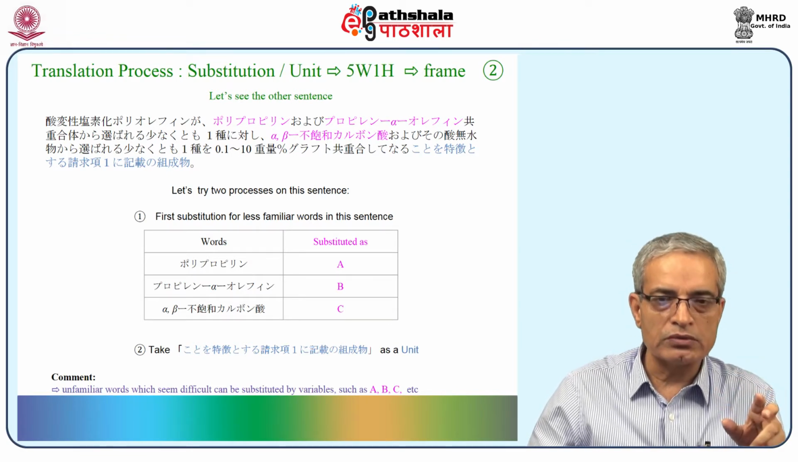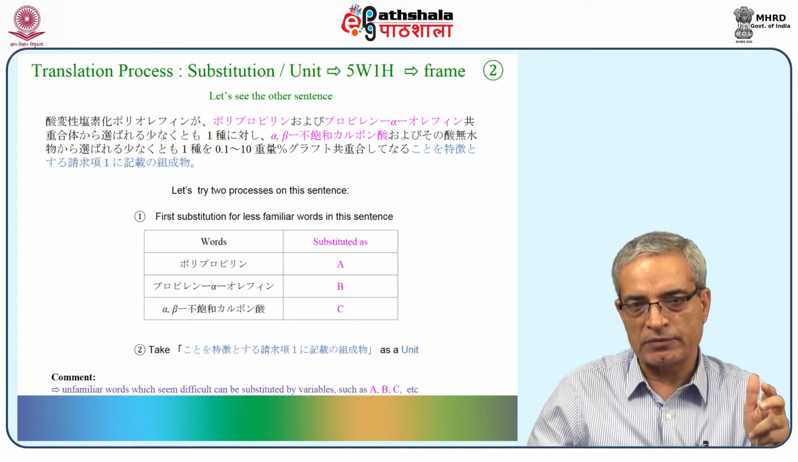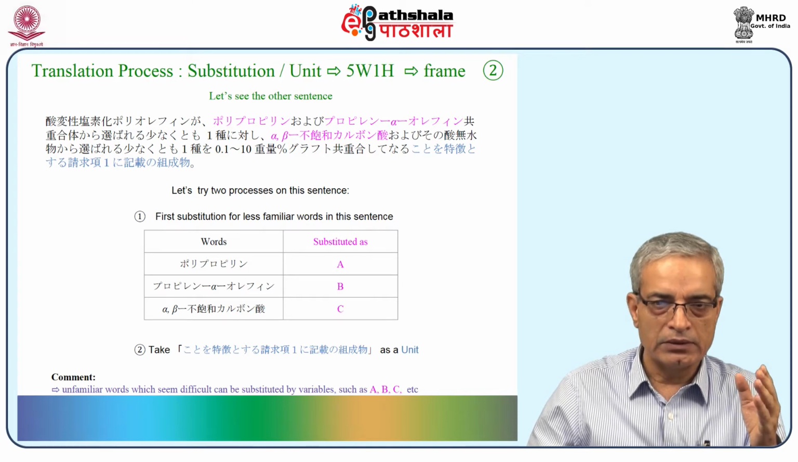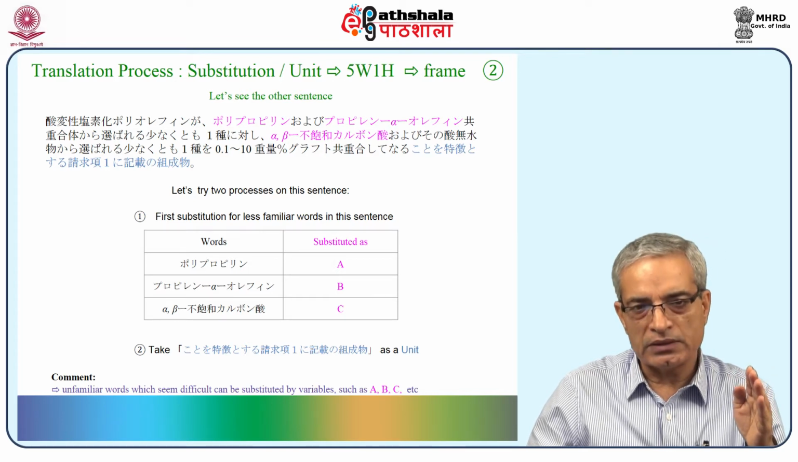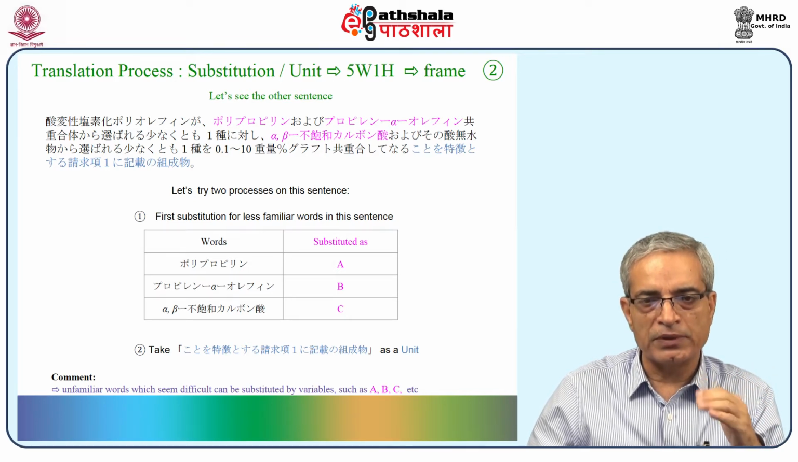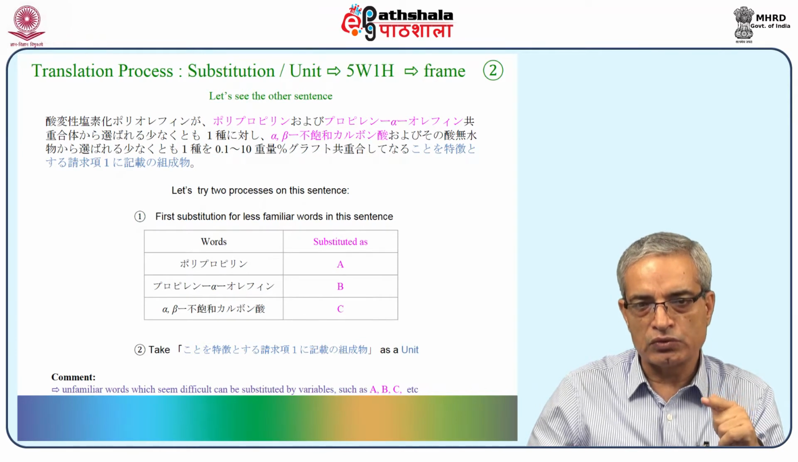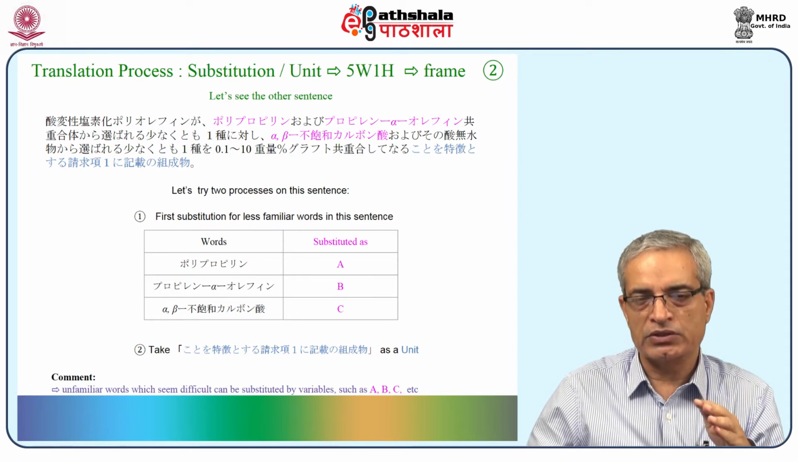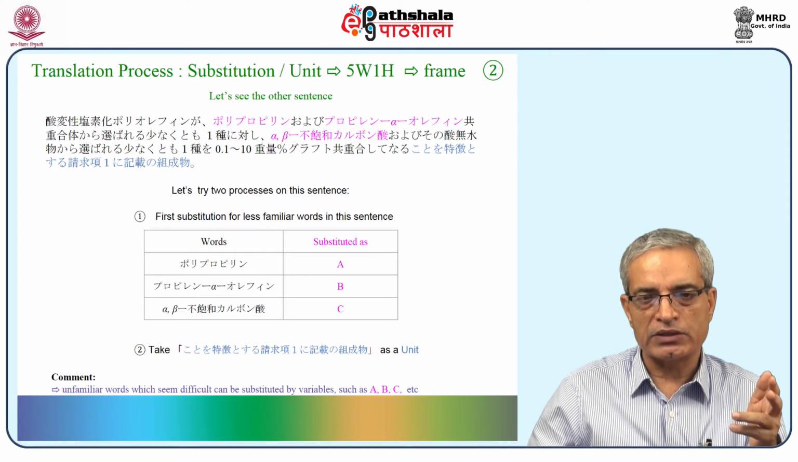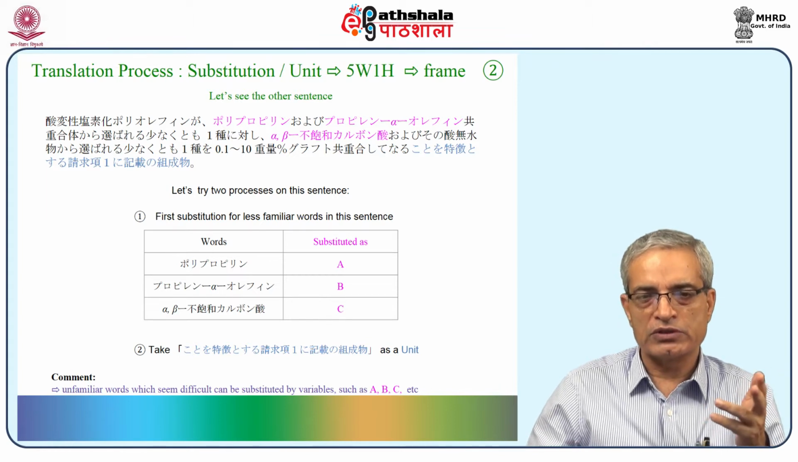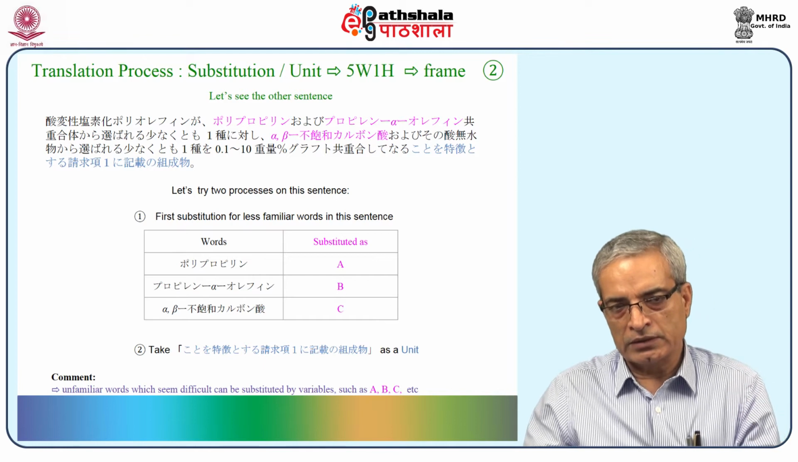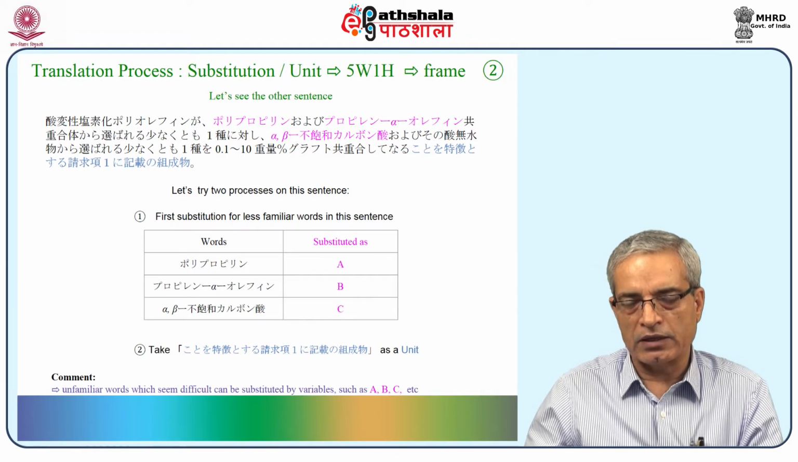Once you get used to some of the expressions or some of the words, it won't trouble you so much. For example, 0.1 to 10 weight % graft kyojugo is actually copolymerization, graft copolymerization. So basically it is polymerization. And why should you worry about 0.1 to 10 weight %? While translating, this can be replicated in the target language.